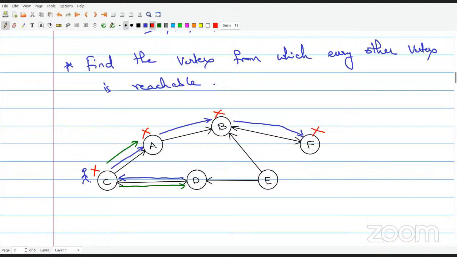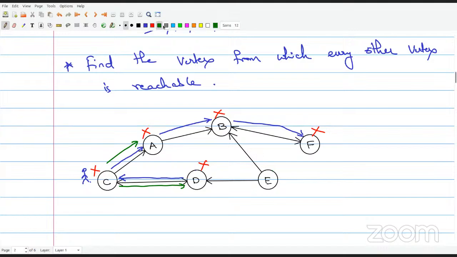So either it should be D or E. So you check D also. From D I can go to C, A, B, F, but not to E. So from D, I can reach every other vertex except E. So D is also not correct. So let's check E also.